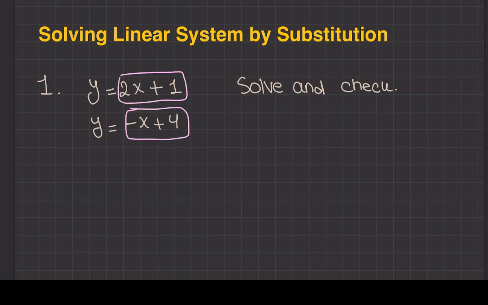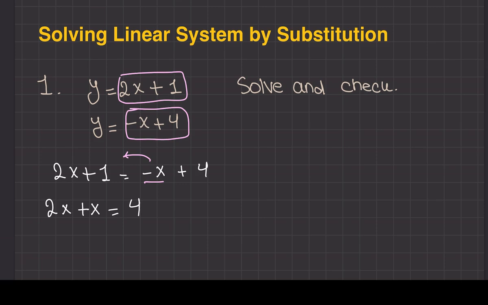So what I'm going to write down: 2x plus 1 equals minus x plus 4. Right now I have to move the x terms to one side and the numbers to the other side. I'm going to keep 2x here, but move this minus x to the left. Minus x, when it goes to the left, becomes positive x. So I'm just going to write down positive x, and 4 stays the same.